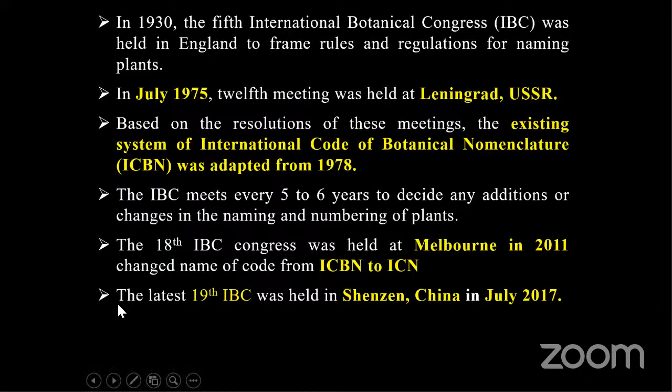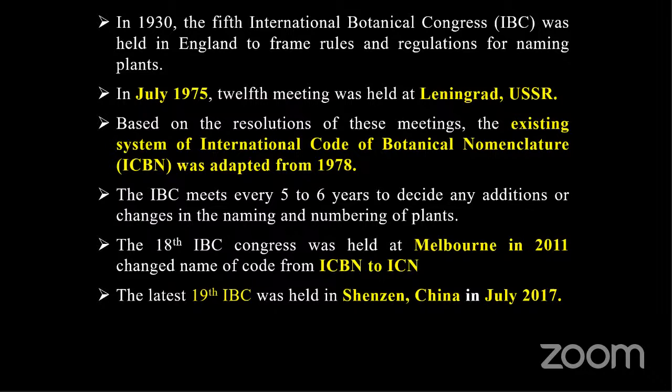And the latest International Botanical Congress was held at Shenzhen in China in July 2017. So whatever the new rules and parameters are, we are dealing here according to the Shenzhen 2017 code. It is also commonly called the Shenzhen code. There are certain changes that occurred, but the basic structure which is studied is according to the Leningrad USSR Congress. So that Leningrad code has the basic structure of the ICBN, which we still use.